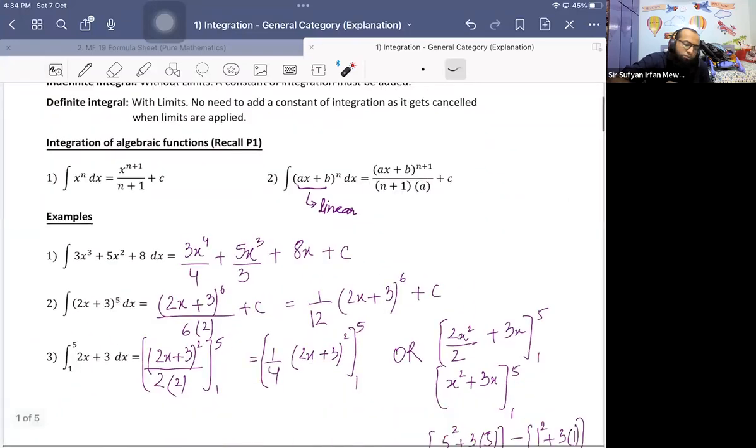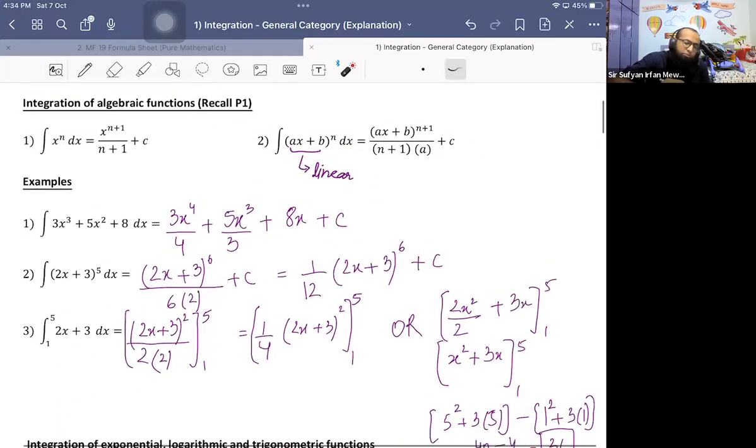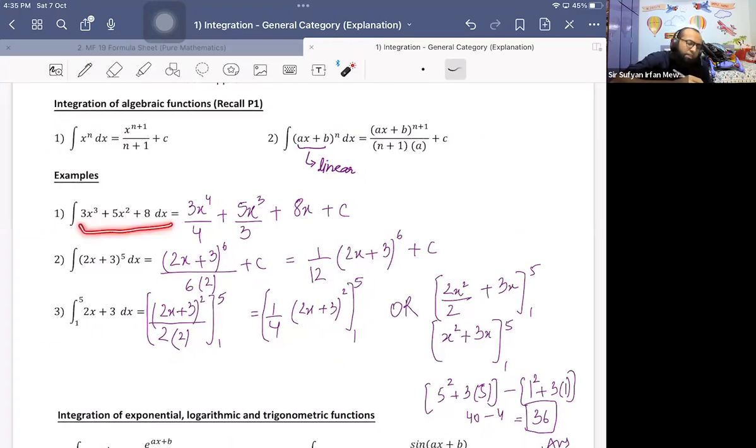Then if you are going to apply the rules on these 3 examples, how can we do that? Just check it out. The normal algebraic function being integrated: 3x cubed becomes 3x power 4 upon 4, plus 5x cubed becomes 5x cubed upon 3, plus 8 became 8x, and plus c, because it's an indefinite integral. And if we talk about a composite function, then (2x plus 3) whole power 5: the power went up by 1 to power 6, the new power got divided. The differentiation of the bracket, 2x plus 3, is 2, and that is divided. At the end, we are taking plus c because it is an indefinite integral. The limits are not defined. So this is 1 upon 12 times (2x plus 3) power 6 plus c.